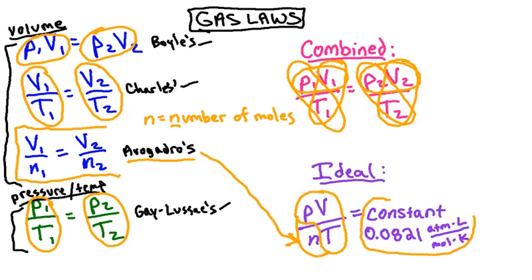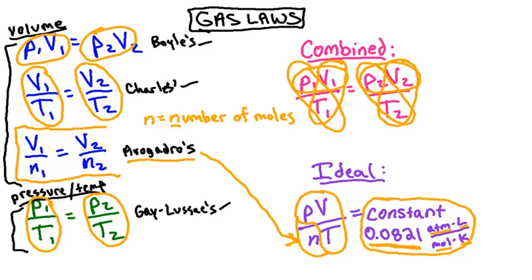Now, this is what's really cool about this, because you take any gas, hydrogen, helium, any gas, and you take its pressure times its volume divided by the number of moles of that gas times the temperature in Kelvin, and you will always get this number, 0.0821. Always, always, always, you will always get this number. And the units of measurement for that is atmospheres times liters divided by moles times kelvins.